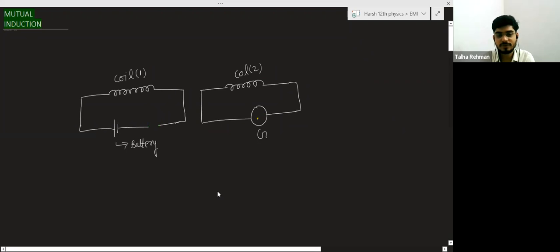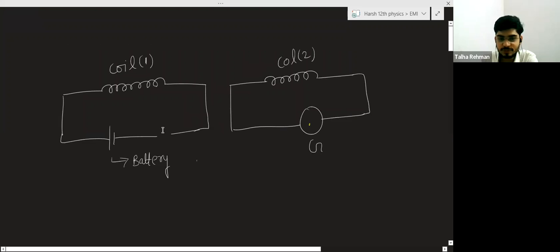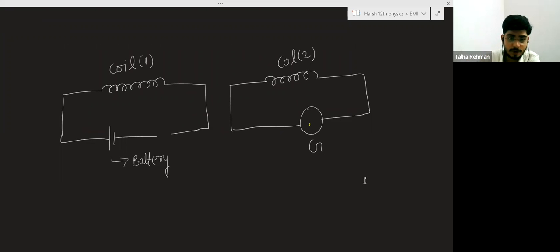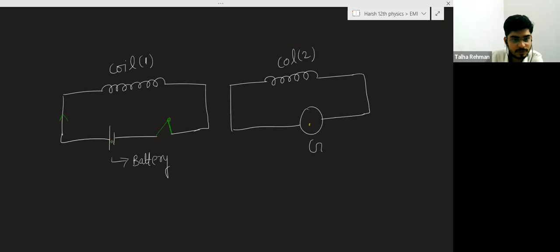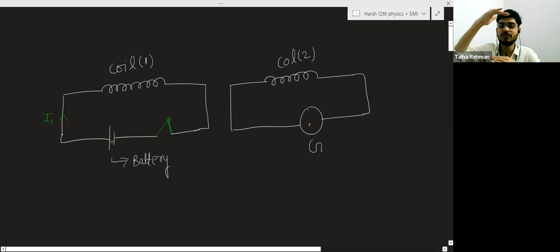So you are just closing the switch here and you are getting current in this coil. So what is happening? When you close this switch, current will start flowing in this coil. Suppose this is coil I1, so the I1 current starts increasing suddenly from 0 to some value.